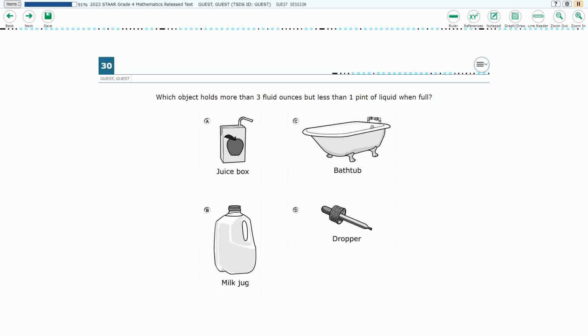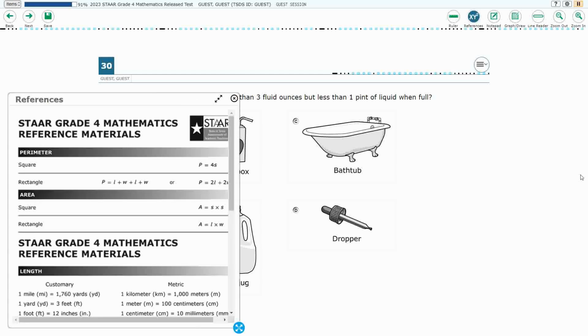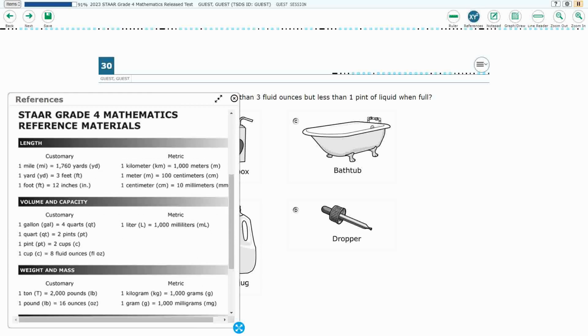All right, so we need to find an object here that is more than 3 fluid ounces and less than 1 pint of liquid when full. So we're dealing with capacity here, and unfortunately we don't have anything on our reference materials that's going to help us. We have some conversions for volume and capacity, but that doesn't tell us the relative sizes of things. This is something that we need to know.